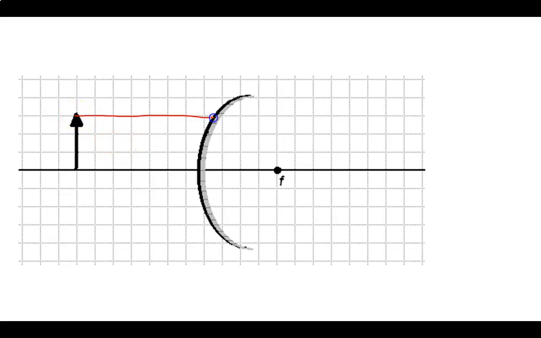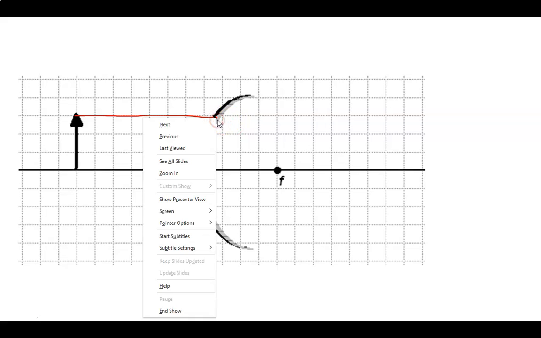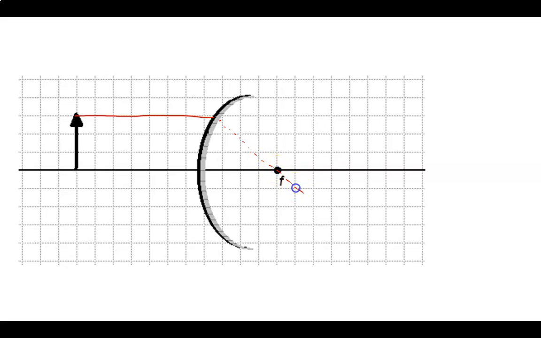Again, we're going to run parallel and then through the focal point. But of course, light's not actually going to go through the mirror, so it's bouncing off this way, but it seems to meet here. The second one runs through the focal point, and then once it hits, would run parallel. And the third one runs straight through the center with no change in angle.